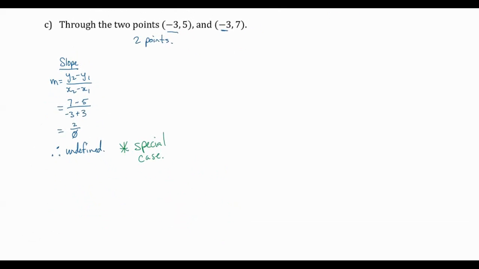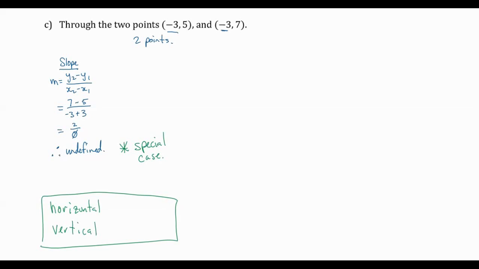And again, I'm just going to write this off to the side. Special cases are horizontal and vertical. And a horizontal line looks like this. So if you look at that, you have to be able to visualize this, I think. You look at this and you say, what's not changing? Y isn't changing. So Y is always something. So Y equals some value. So a horizontal line is always of the form Y equals something.